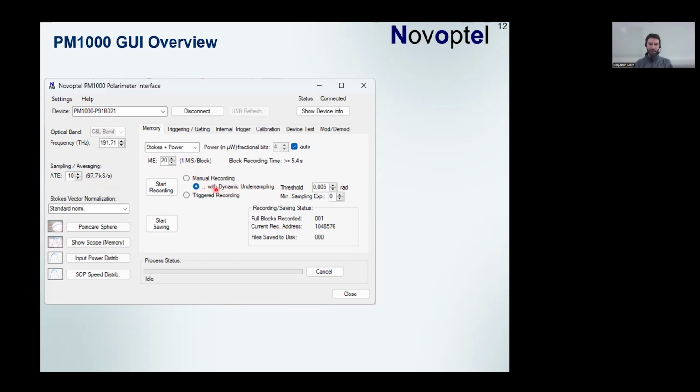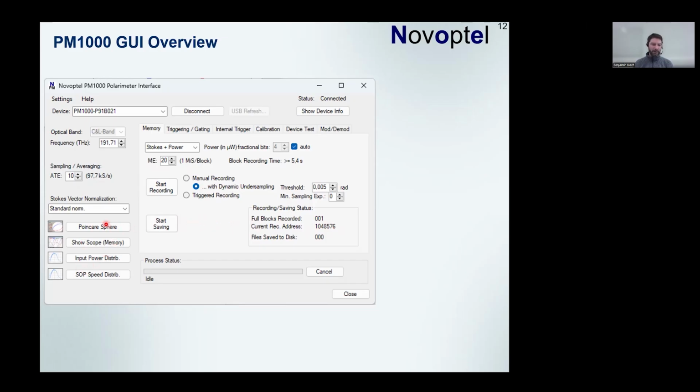In this case, we have dynamic undersampling and set the threshold to 0.005 radians. And then here in this window, you see how many blocks are already recorded and what the current recording address is. You can press the Start Saving button, and then the polarimeter will download each of the already recorded blocks.